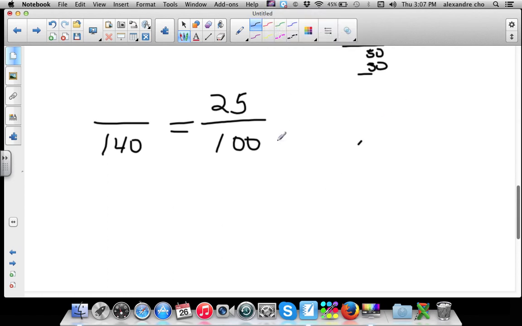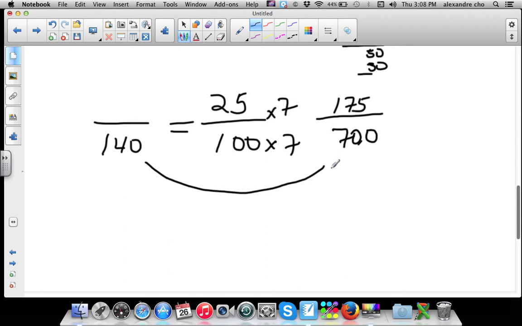Okay, I found one. There is no relationship here, but I can change this fraction. If I multiply this by 5 and this by 5, I'm going to get a fraction that has a relationship. No, it's not by 5, I'm sorry. It's going to be by 7. So 7 times 100 is 700. 7 times 25 is 175. Okay, is there a relationship here?